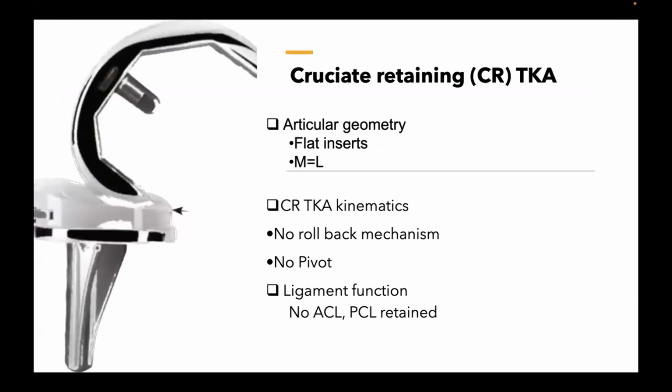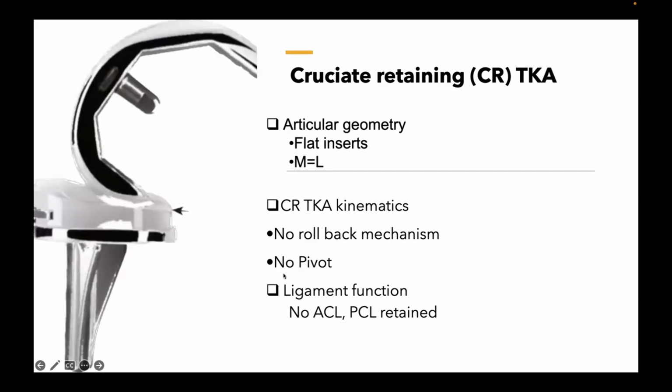So let's discuss some of the common designs which are available. We'll be discussing the articular geometry, how ligaments are replaced or are going to function, and what are the benefits, outcomes and the problems of it. In CR, the articular geometry is based on flat inserts, and the medial joint line and lateral joint line are at the same level.